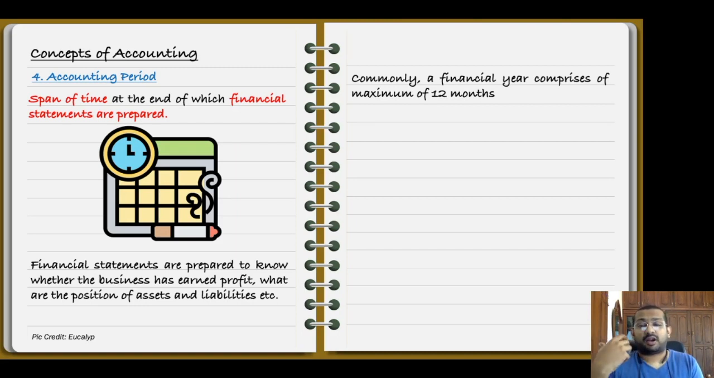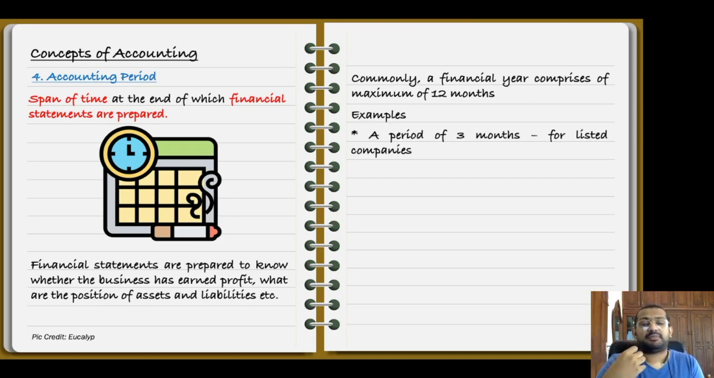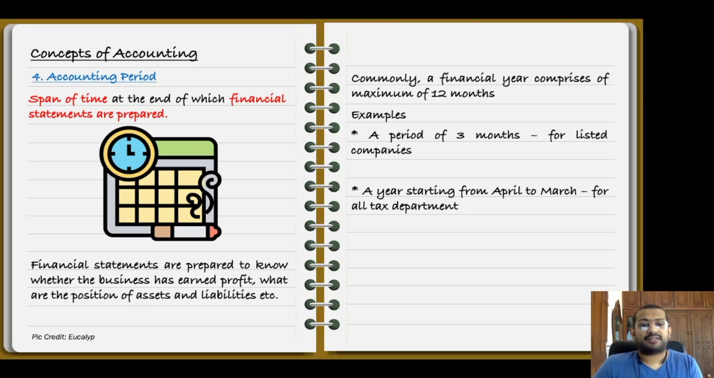Accounting period is not always a year. It is the span of time for which the financial statement is prepared. For example, a period of 3 months is an accounting period for listed companies to come out with quarterly financial statements, saying that I have earned this much profit for the quarter, or this is the position of the company for the quarter ended on this date. A year from April to March is the financial year or accounting period for which financial statements are required by all the tax authorities like income tax, GST, customs, etc.